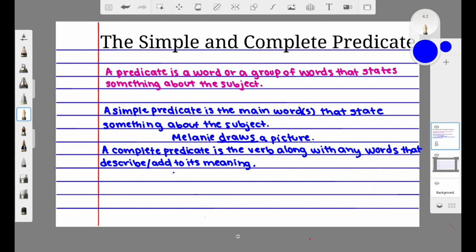So if we take this sentence and try to find our complete predicate, it includes a simple predicate, and it's basically just the rest of the sentence other than the subject itself.